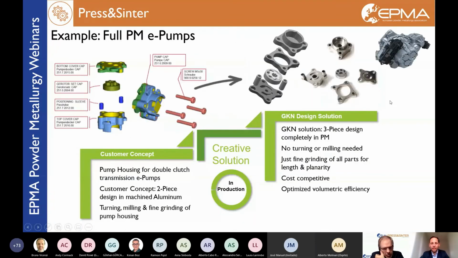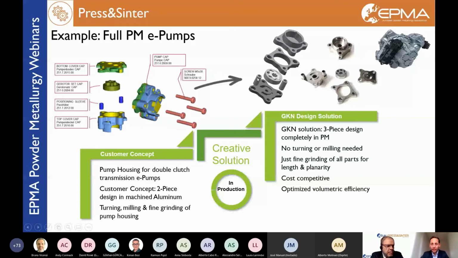Nice example. And last but not least, one of the most beautiful examples in my opinion. This is an electric pump for a double clutch transmission, a very famous one. We have 3 of these small pumps in the transmission, 2 for the clutches and 1 for the lubrication. The customer came to us with a fully machined aluminum housing with the housing and the cover, and here the PM gear set, and we were able, together with the customer, to convert this into a full PM pump.